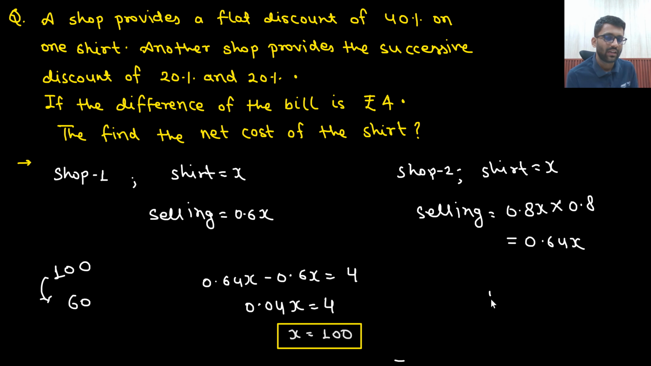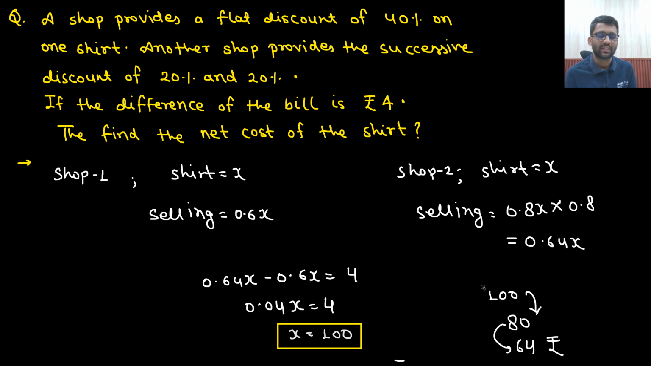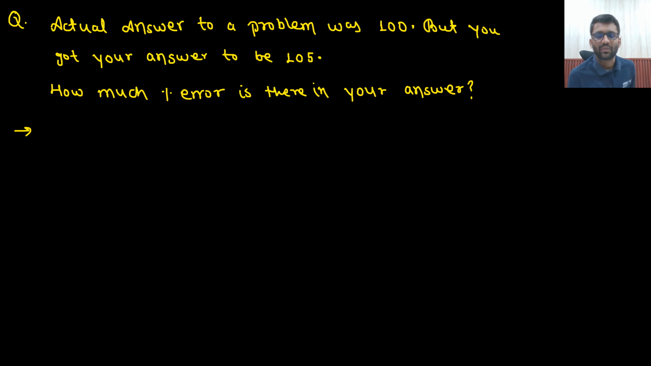And what was this guy doing? At first he was selling from 100 to 80. Then he was giving another 20% discount. That means he was selling at 64 rupees. So he was selling at 64, and the other at 60. So the net bill discount was 4 rupees. This is how you can check as well. Well and good. Let's move to our next question.